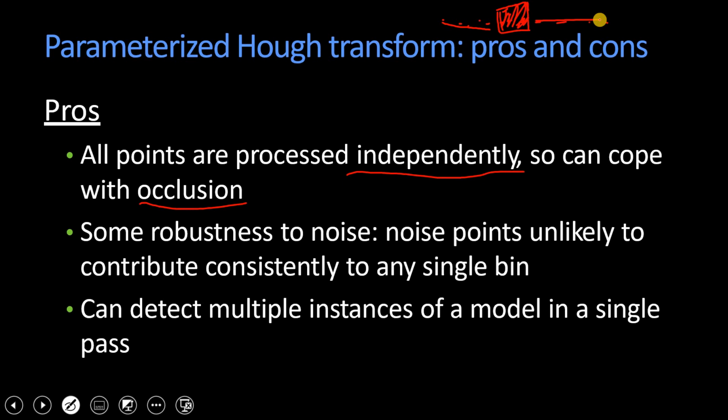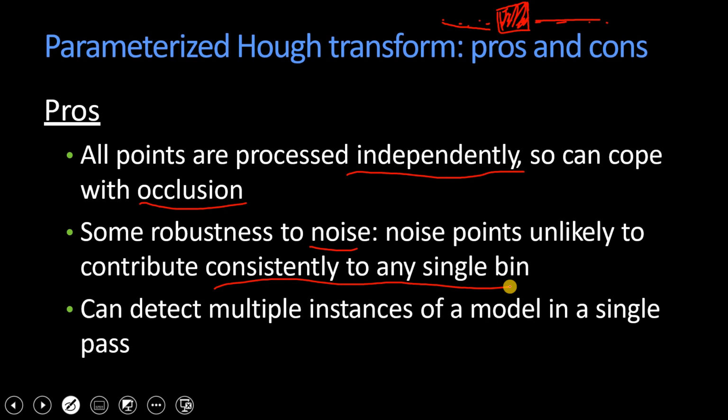There is also some robustness against noise when the voting is done independently by the pixels. This technique is overall very good against noise, because noise points never contribute consistently to any single bin. Noise is random, so it will vote to random bins, but overall the bin that will win will be the best option, which is normally the correct option.